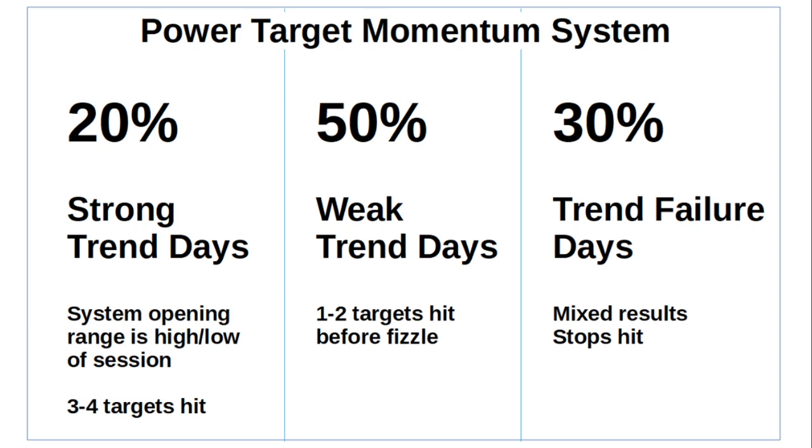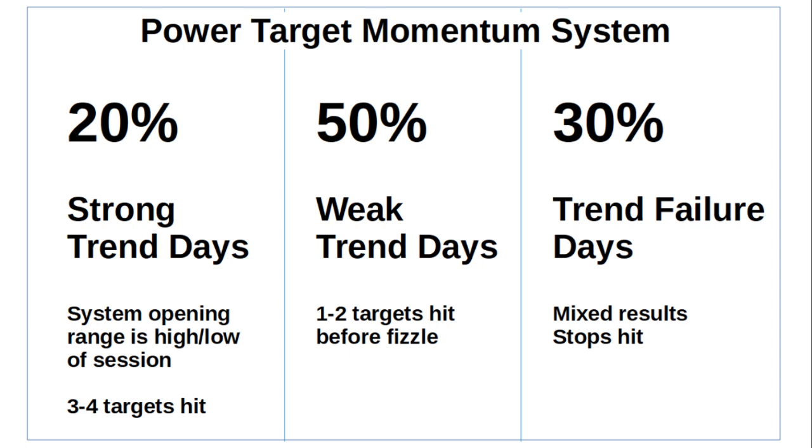The final type of day are the weak days, the trend failure days, and that is going to occur about 30% of the time. On a day like that, we get real mixed results, and a lot of times we get stops hit. And on real nasty days, we can get the full stop hit in one direction and then the full stop hit in the opposite direction, in one session. So those can be real nasty days. These types of trend failure days typically end up being narrow range doji bars, right?